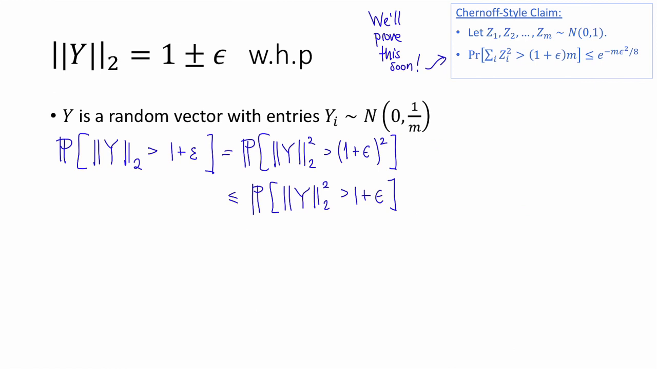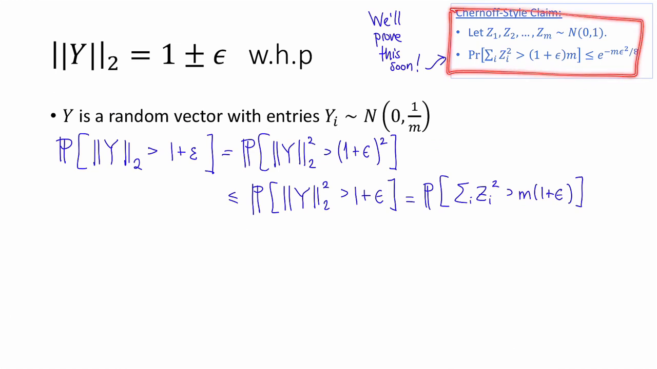And from the definition of the L2 norm, and scaling up both sides by m, this is just equal to the probability that the sum over i of zi squared is bigger than m times (1 plus epsilon), where each zi is a standard normal random variable. But by this convenient claim above, this is small, less than or equal to e to the minus m epsilon squared divided by 8. Cool. So now we've proved this claim. So let's bring it back to finish the proof of the Johnson-Lindenstrauss lemma.